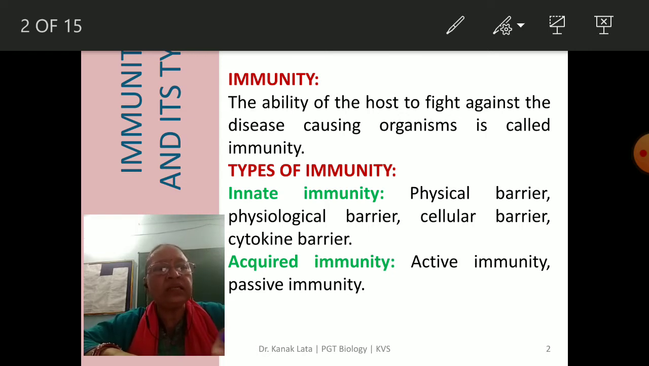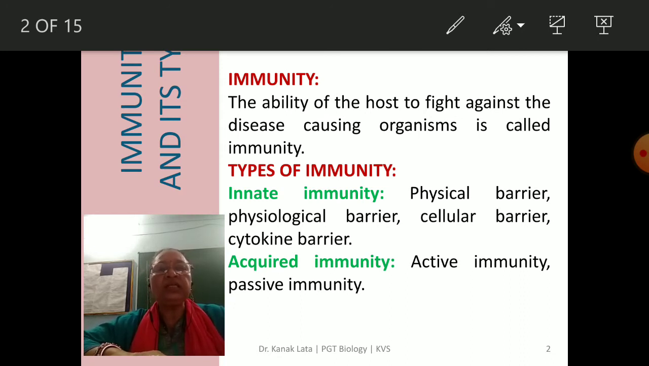I hope that it is clear to all of you about immunity. It is the ability of an organism to fight against disease causing microbes. There are two types of immunity. They are innate immunity and acquired immunity. So immunity is classified into two major headings. First is innate immunity and second one is acquired immunity.